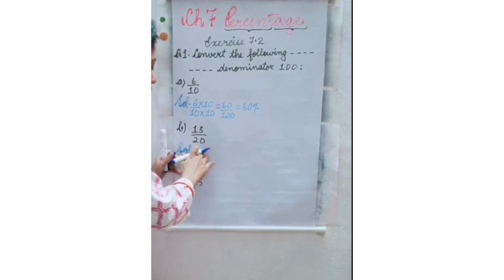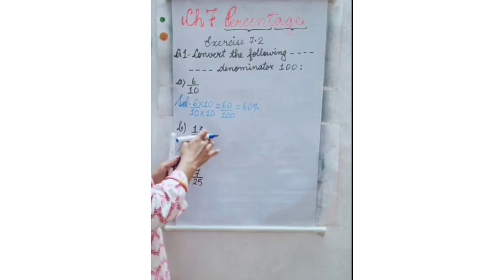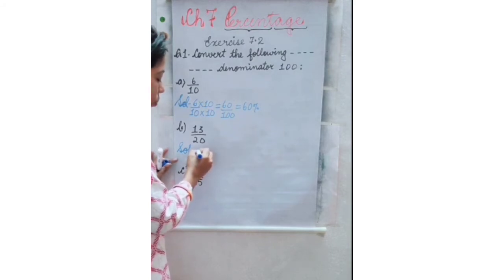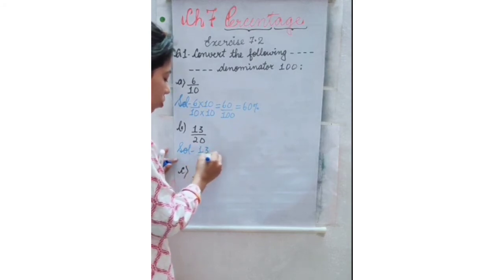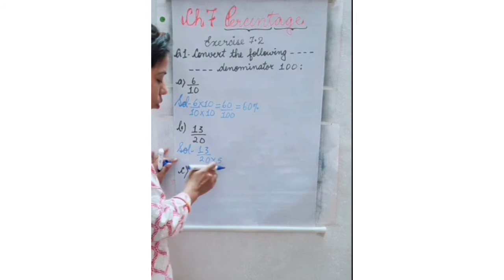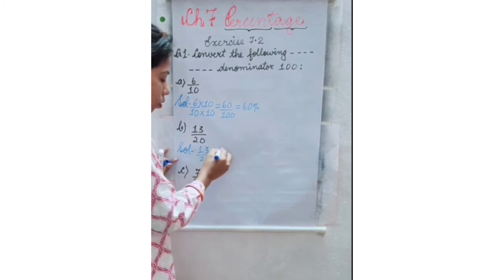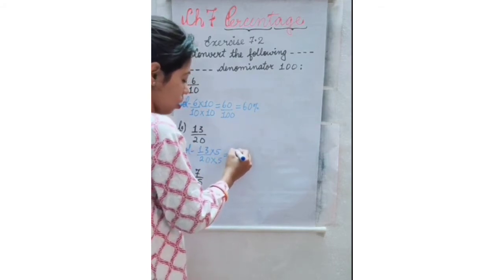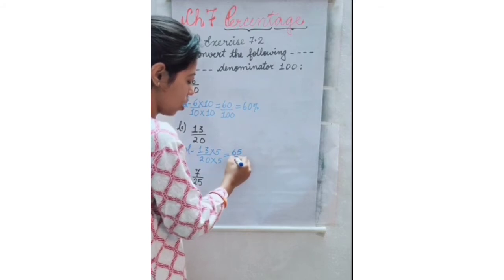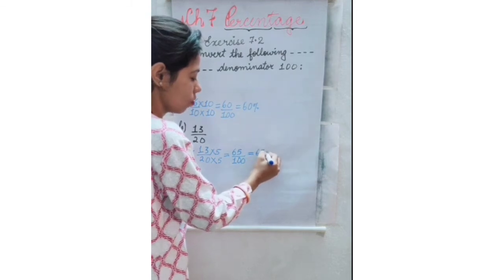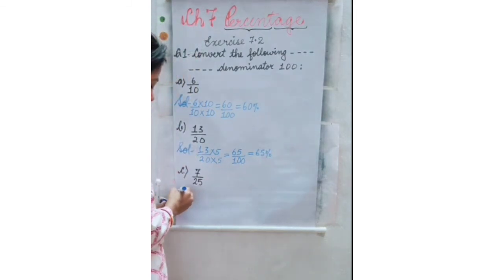B part is 13 by 20. We have to change this fraction into an equivalent fraction by changing the denominator into 100. As it is 13 by 20, how will we change this denominator into 100? By multiplying this 20 by 5, and we will multiply the numerator by 5 as well. 13 5s are 65, and 100. So it will be 65%.